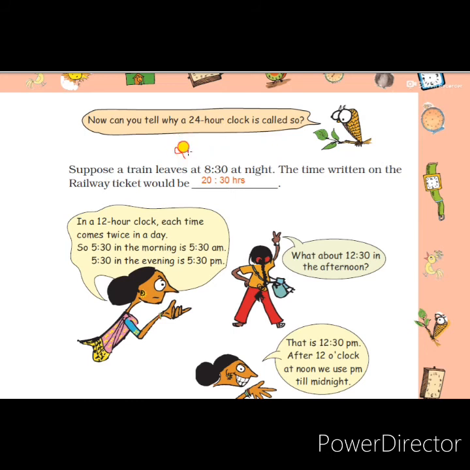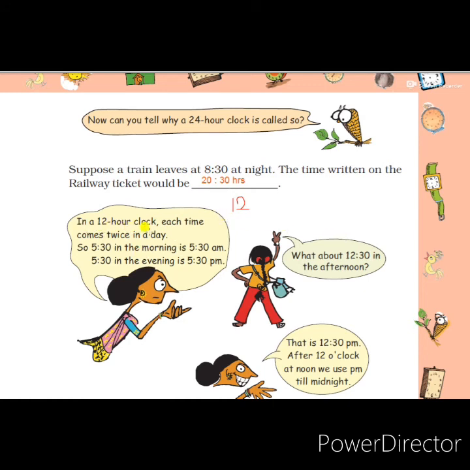Now suppose a train leaves at 8:30 at night, the time written on the railway ticket would be dash. So what will be the time on the railway clock? The railway clock uses the 24-hour clock. Along with 8:30 we have to add 12 hours. That means half of the day has already gone. At PM starting we have to add 12 hours. So 8:30 plus 12 equals 20:30. That means 20 hours and 30 minutes. So 20:30 is what the railway ticket will write.